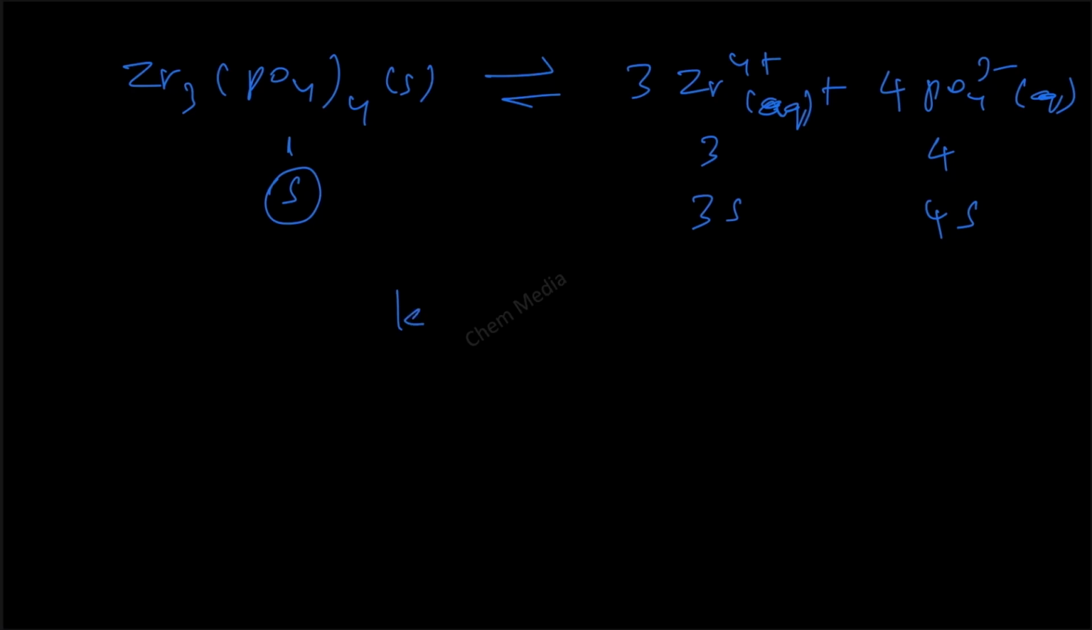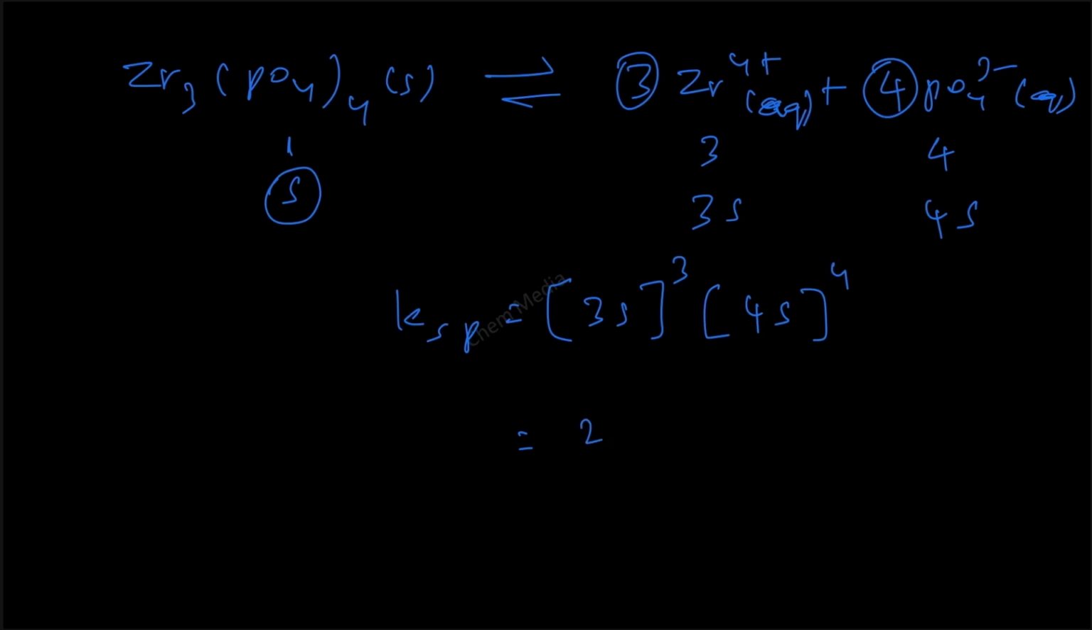So, therefore, Ksp in this case is equal to 3S to the whole power 3, because we have the stoichiometric coefficient 3, times 4S to the power 4, because we have the stoichiometric coefficient 4. So, therefore, this would be equal to 3 to the power 3, that would be 27 times S cube times 4 to the power 4, that would be 256 times s to the power 4.